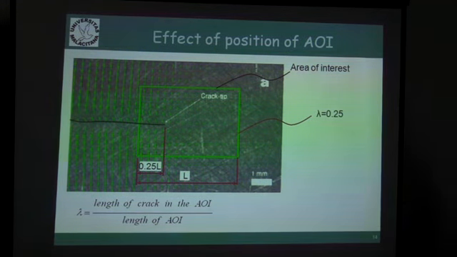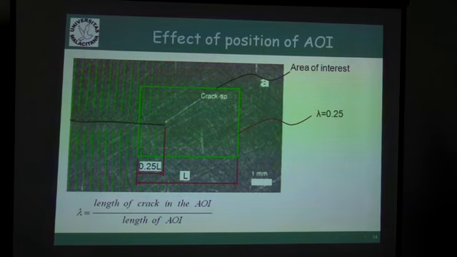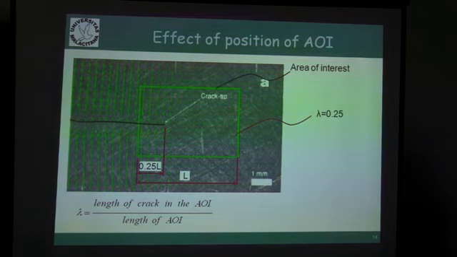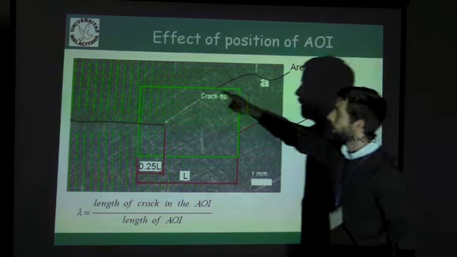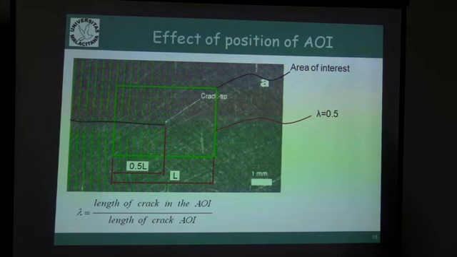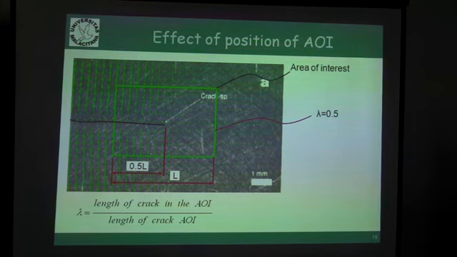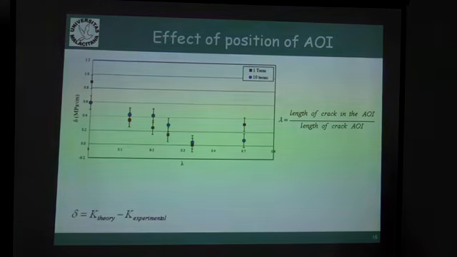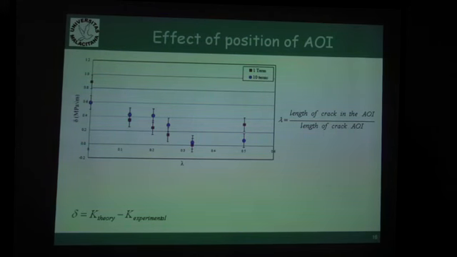We were also interested, as I said, in knowing where we should have the crack within our image. For doing that, we evaluated the parameter lambda, which is basically the length of the crack that is included in the field of view. So, for example, lambda equals 0.25 means 25% of the field of view has the crack inside, or if we have the crack tip right in the middle, we will have lambda equals 0.5. And the results we got were these.